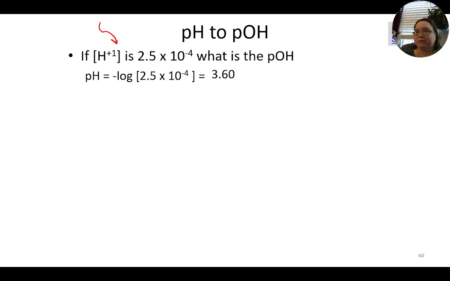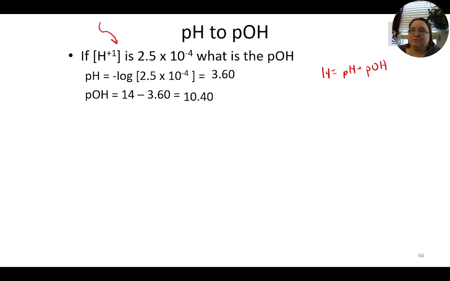What do I need to do to find pOH? Well, we have to remember that 14 equals pH plus pOH. That means my pOH is going to be 14 minus the pH. So the pOH is 10.4.